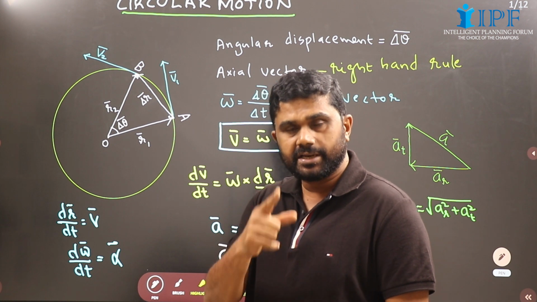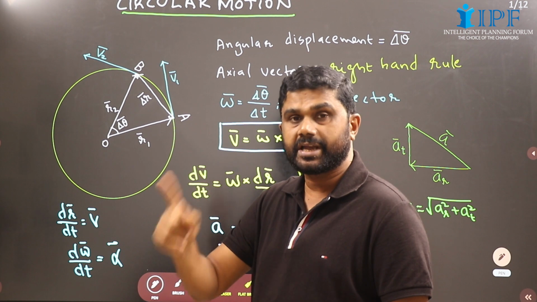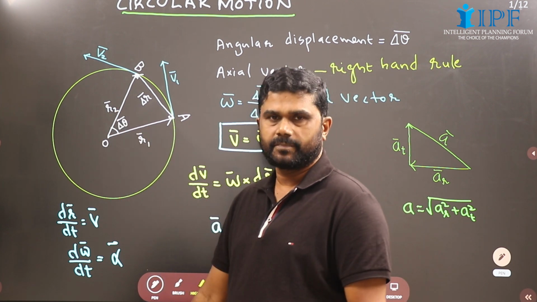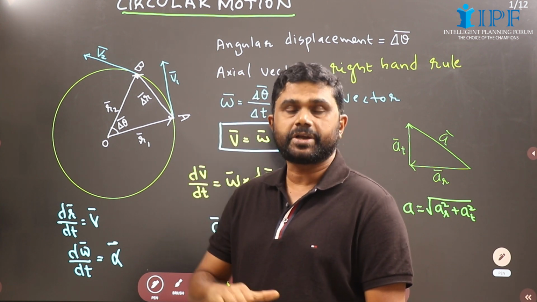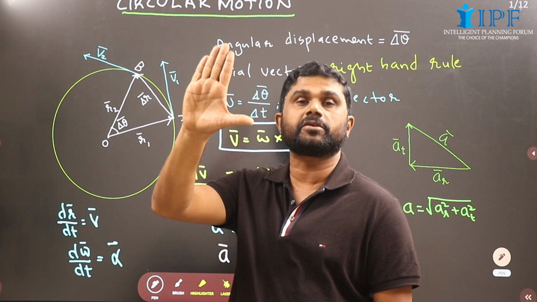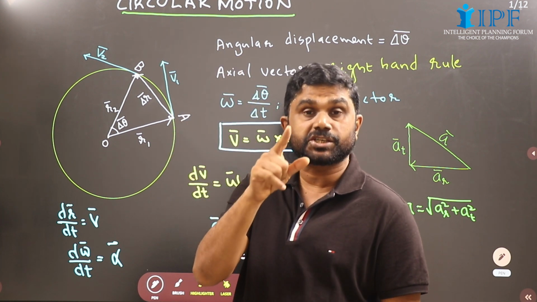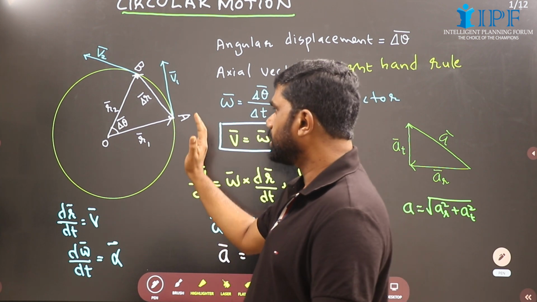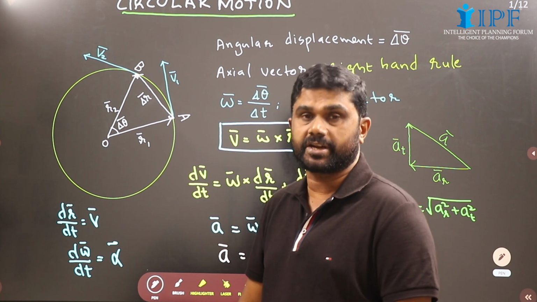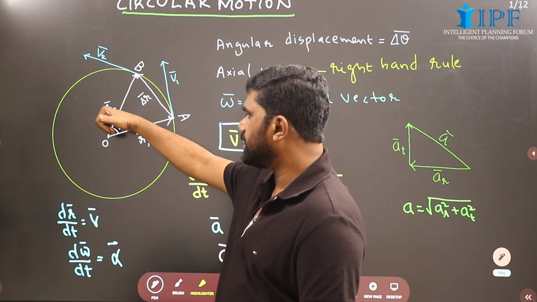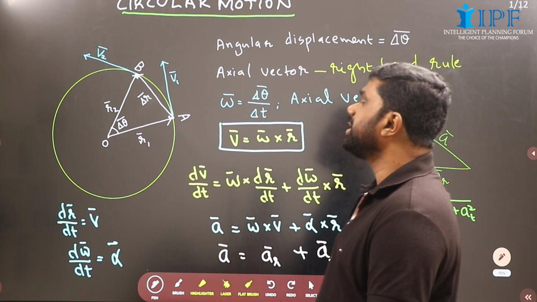If it is directed along the axis, it can be along the axis outwards or along the axis inwards. How do we find that? We have to use the right hand rule. Stretch the fingers of the right hand perpendicular to the thumb. Then curl the fingers along the direction of motion of the body. Curl the fingers like this, then the thumb points along the direction of the axial vector. So delta theta is directed along the outward normal to the plane of the board.